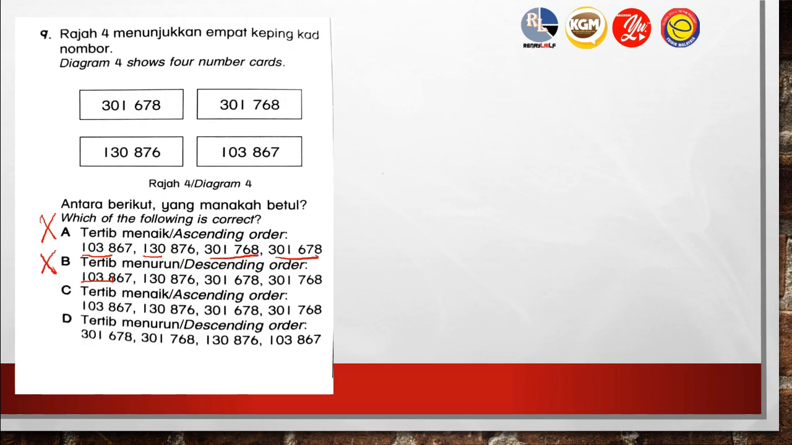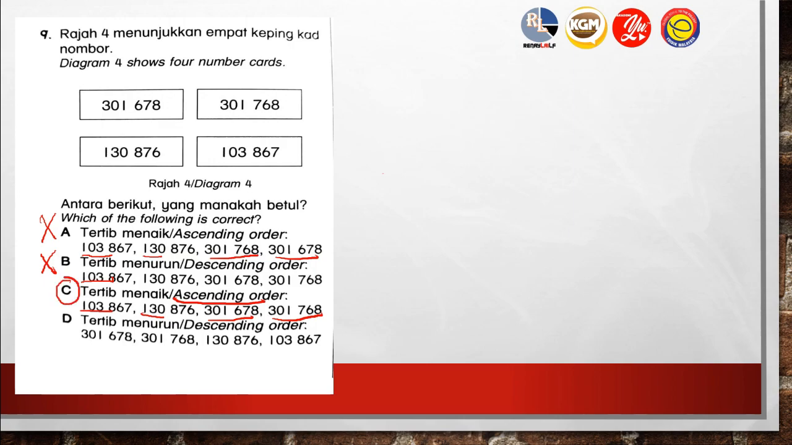Alright, C, ascending order, going up. That means the first number is the smallest. 103,000. Then it is followed by the second number, 130,000. Then 301,678, then 301,768. So this should be correct.